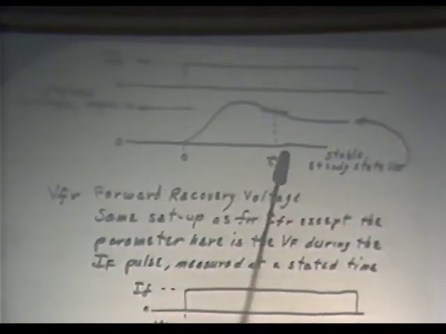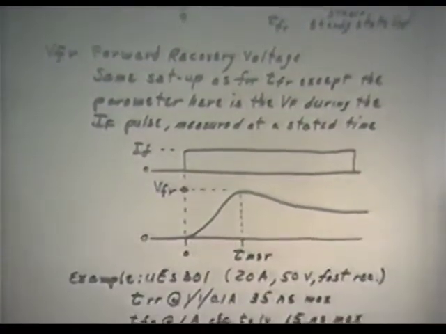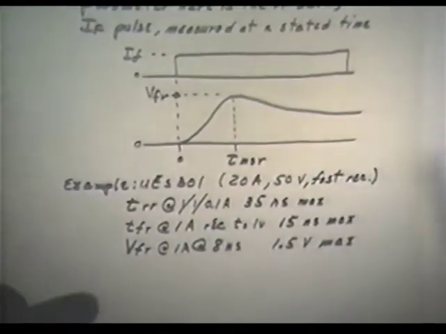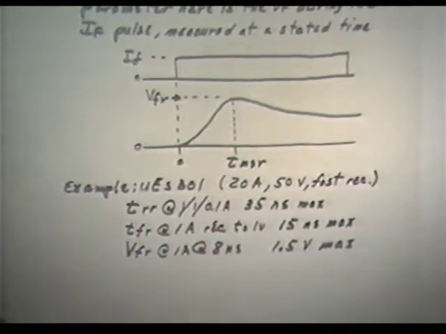And one device for which it was spec'd, I just picked the numbers out to show you. On this gadget, this was TFR. They're saying 15 nanoseconds. And VFR, which is the high point, they're saying 1.5 volts. And on the first circuit there, the recovery time is 35 nanoseconds. This is a 20 amp device. Those sorts of things, if important, you sometimes find, not always.